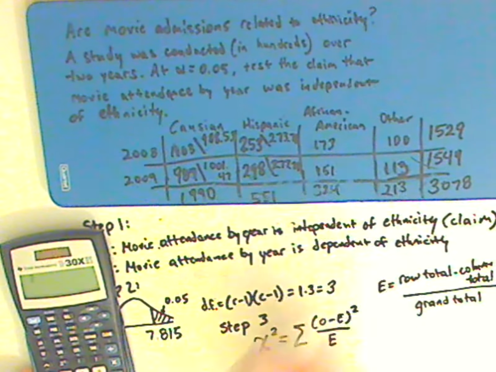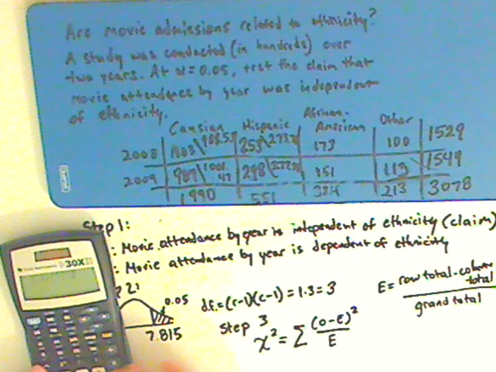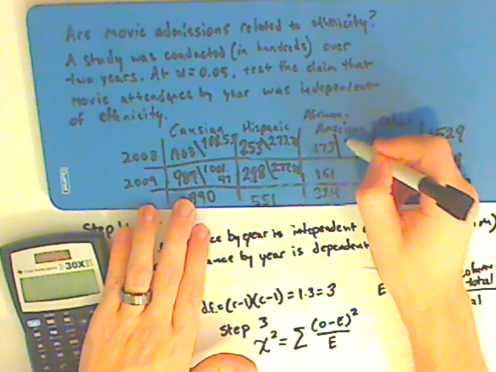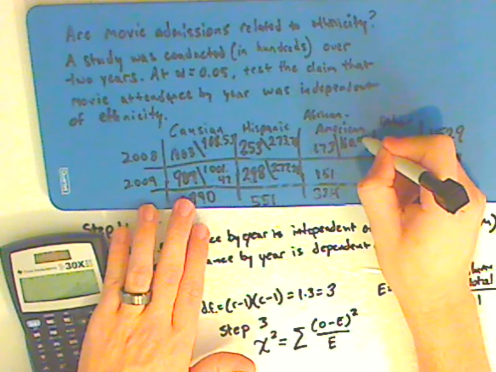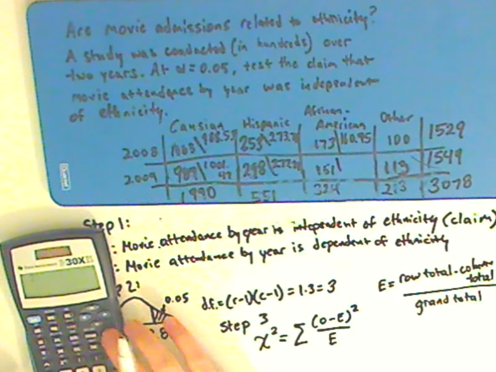And then this one, I have 324 times 1,529 divided by the grand total, which gives me the expected value of 160.95. Do the same thing with this one. Clear.